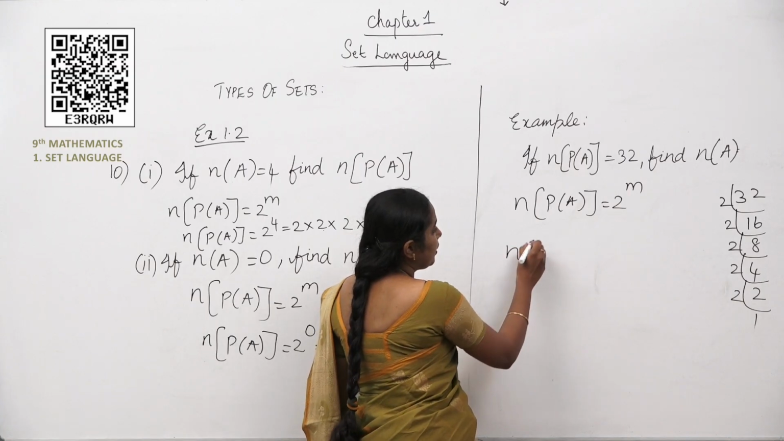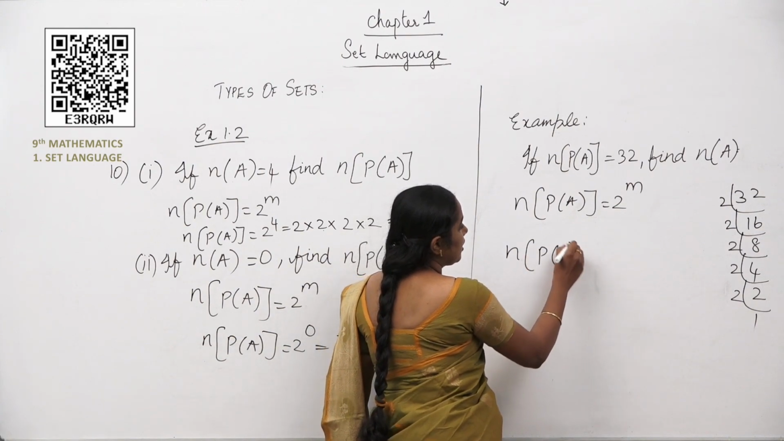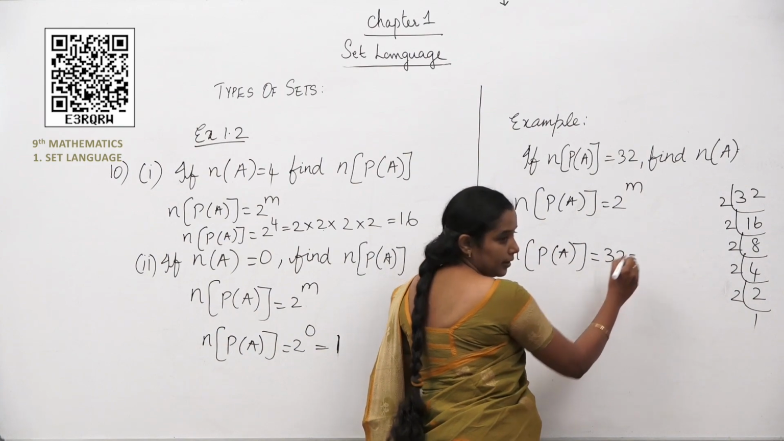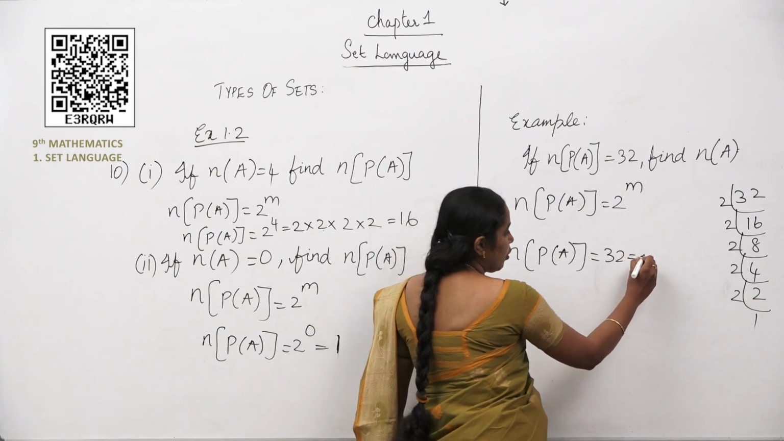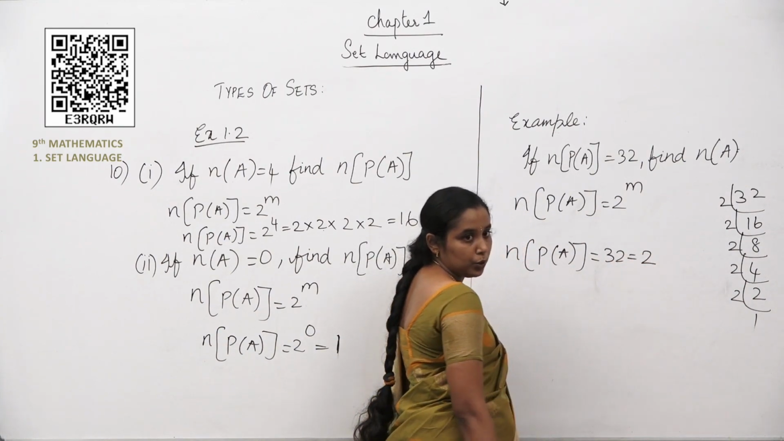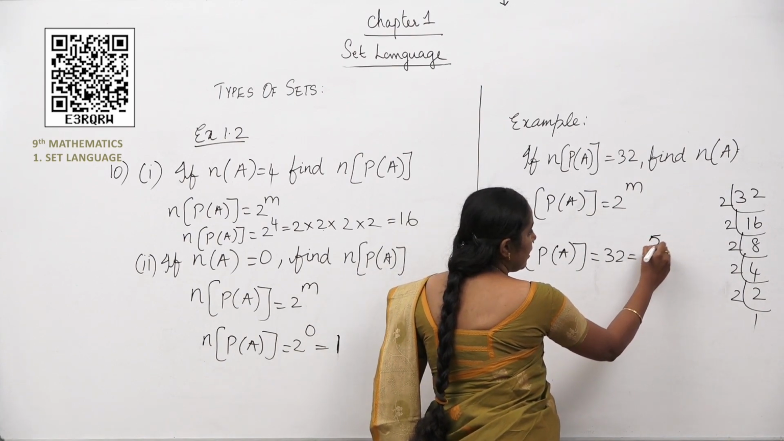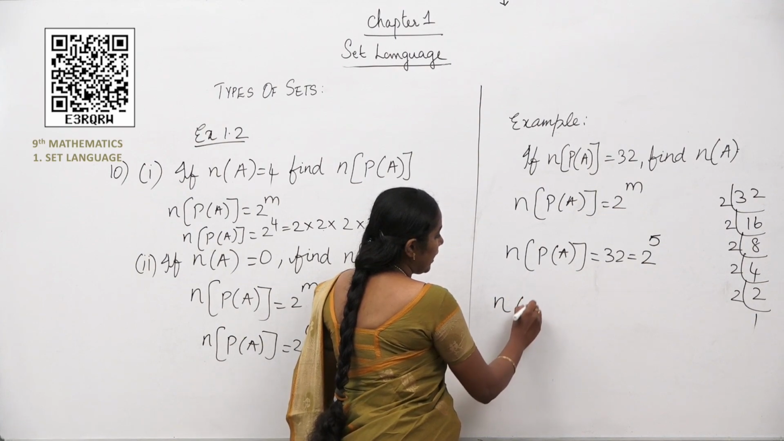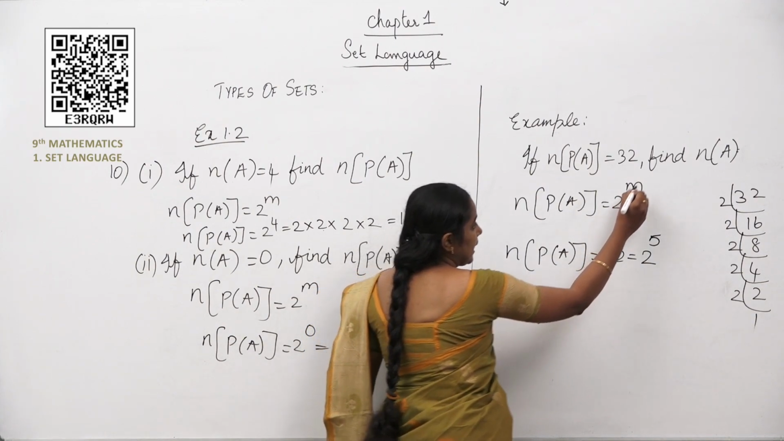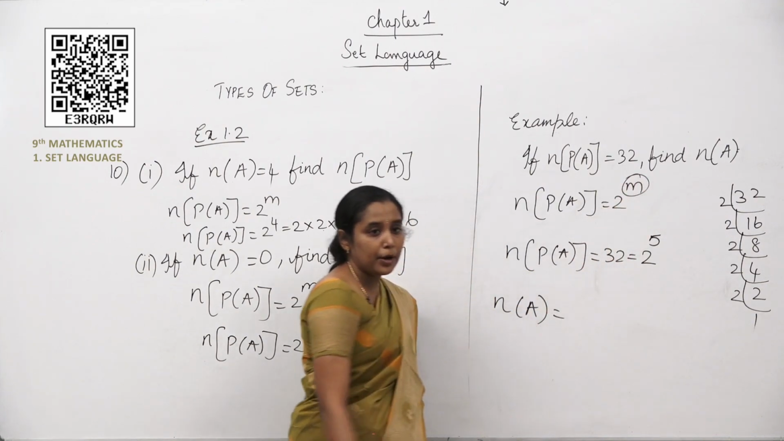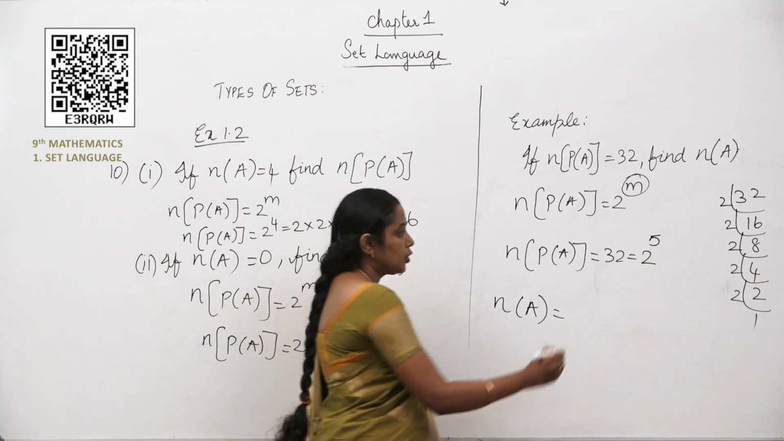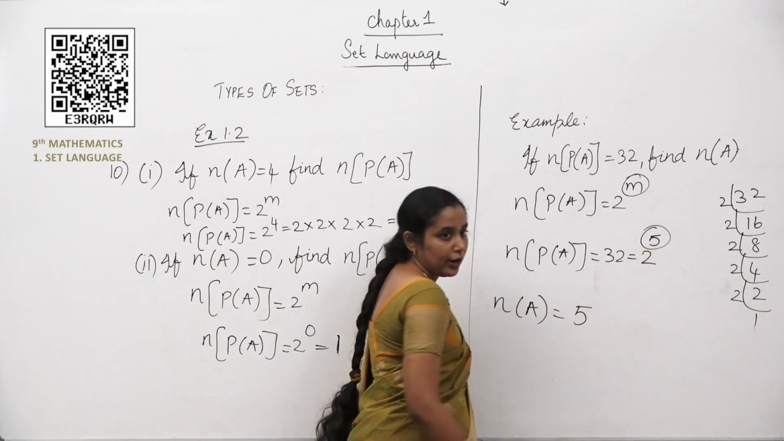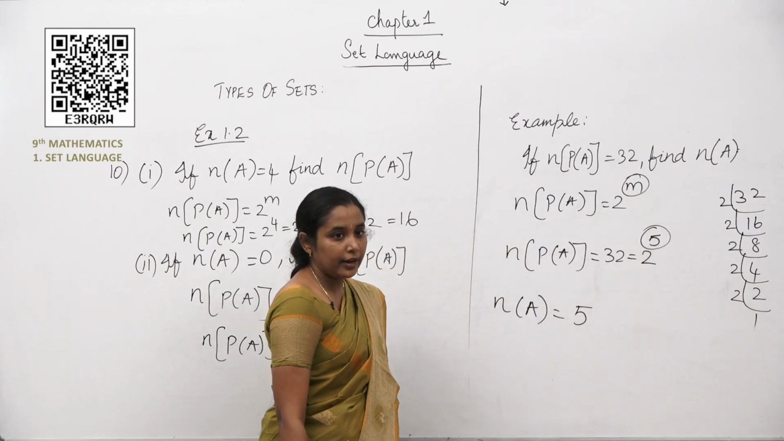So n of P of A. This 32 can be written as what? n of P of A is equal to 32, it is given. So this 32 can be written with base 2, so 2 to the power 5. So what will be n of A? This m is the number of elements in the set A. So here n of A is equal to what you will write? 5. n of A is equal to 5.